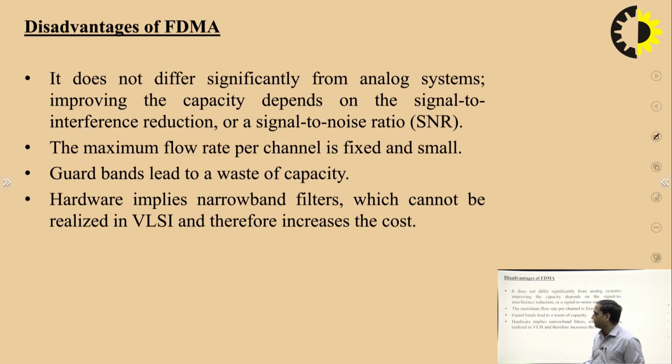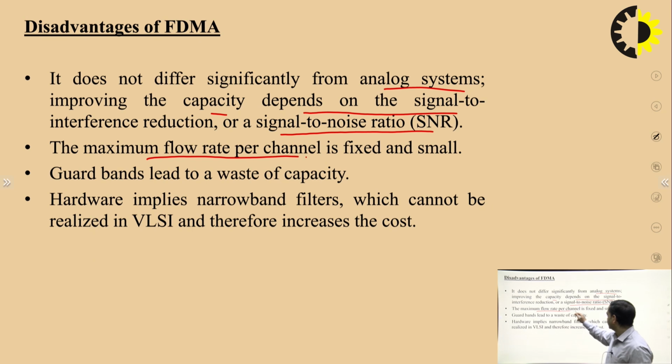If we talk about the disadvantages of the FDMA system, it does not differ significantly from the analog systems, right? The improvement in capacity depends on signal to interference reduction or signal to noise ratio. Then the maximum flow rate per channel is fixed and very small. Guard bands lead to a waste of capacity, and the hardware implies narrower filters which cannot be realized in VLSI and therefore increase the cost.